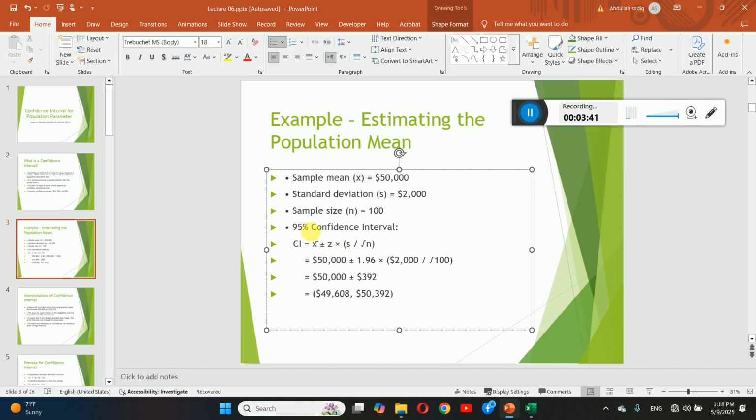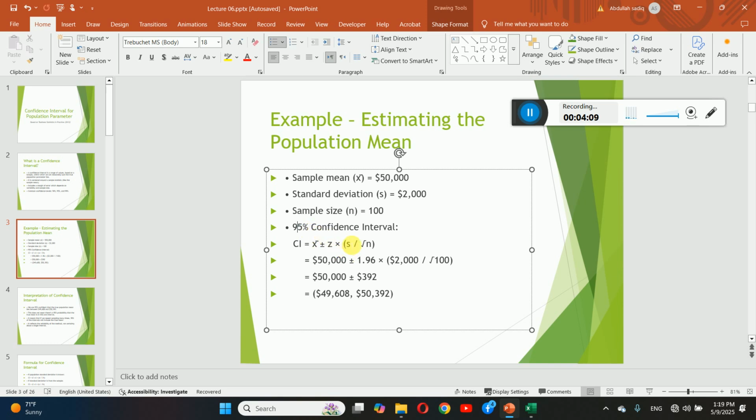So in the z table, you should go there and check for 95%. In the interval, we are finding the lower and the upper limit. So we have the 5% alpha, which is 0.05. That means the 0.05, which is the 5% alpha, should be divided by 2.